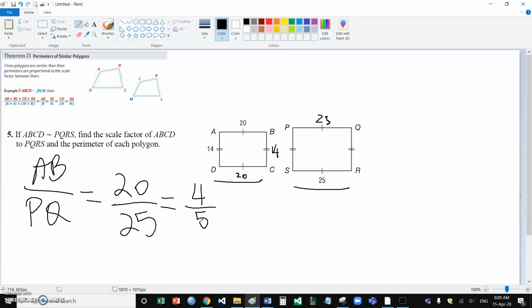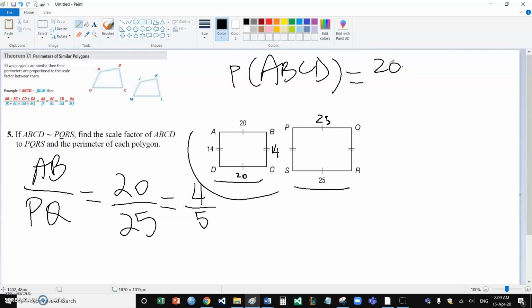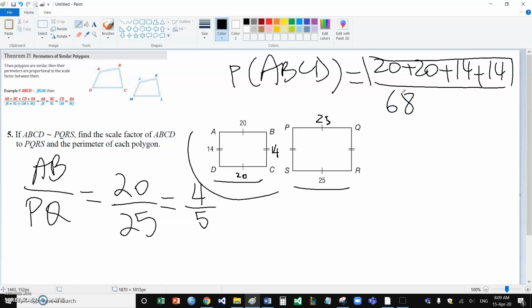Now to find the perimeter of ABCD, it's 20 plus 20 plus 14 plus 14. That would be 40 plus 28, that's 68. Okay? Now we need to find the perimeter of PQRS.